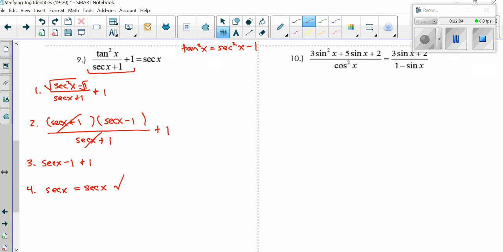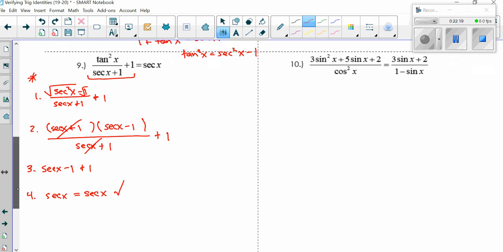Okay, so really this was the same thing as number 8. It just started differently because I had to use an identity to make it look the same, and then I factored using sum and difference. I canceled, and then I was done. Okay, so slight manipulation, but same idea.